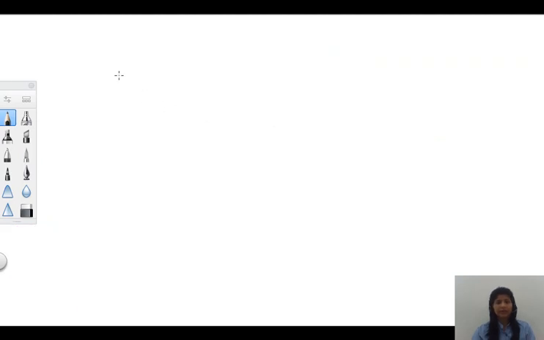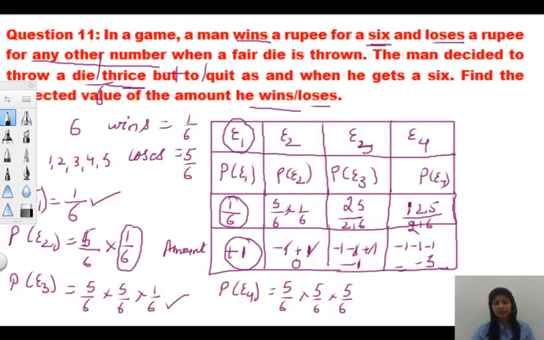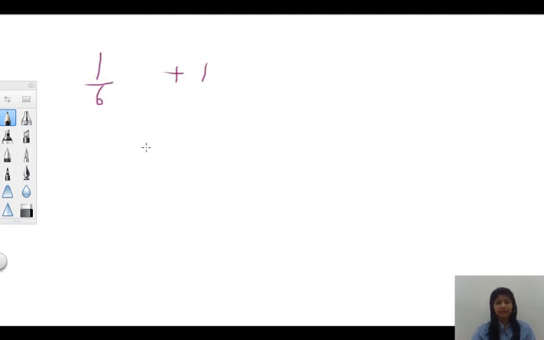So I'm writing that the probability for the first was 1 by 6 and the amount is plus 1. For the second one, the probability, as I can show you, is 5 by 36. Clear? So 5 by 36 is the probability, and we are going to multiply it with, as 5 by 6 came, how? In the first he lost, in the second he got the winning amount, so it is 0.